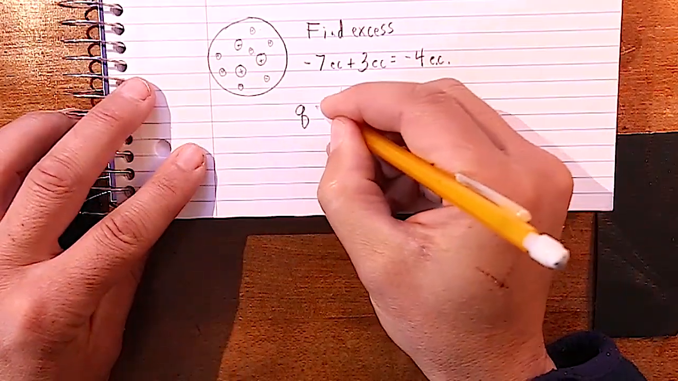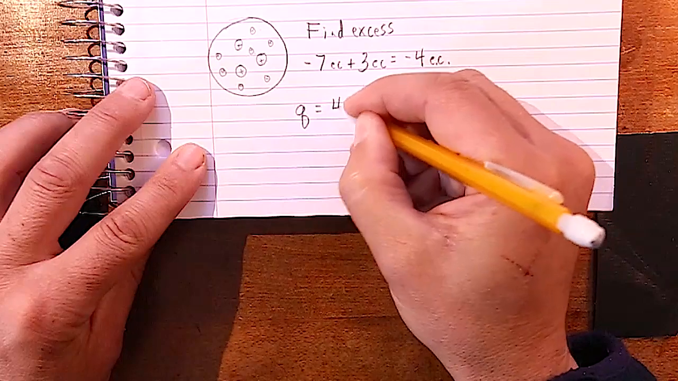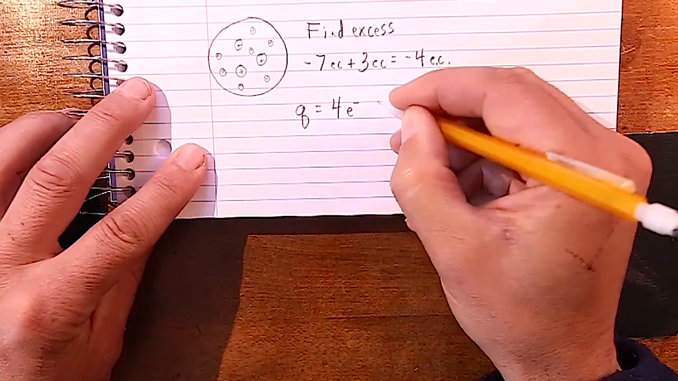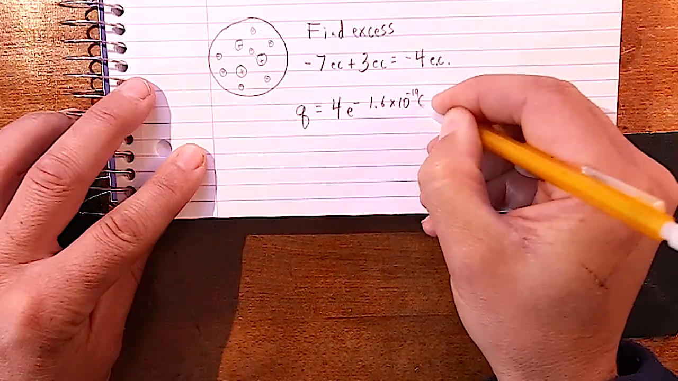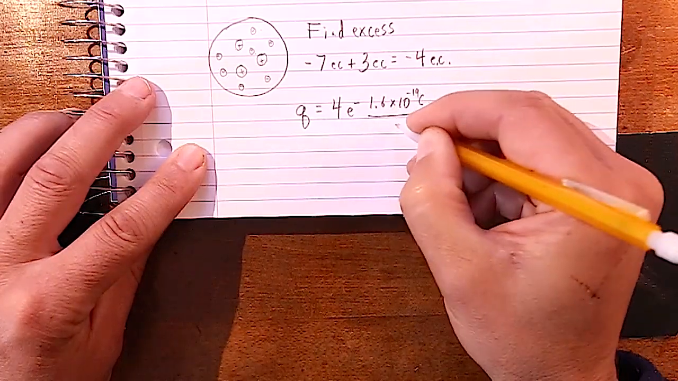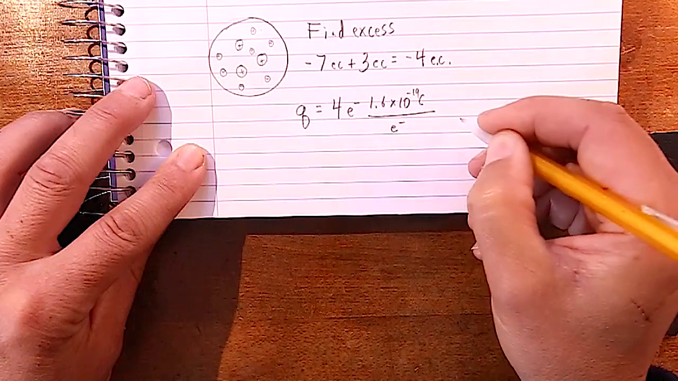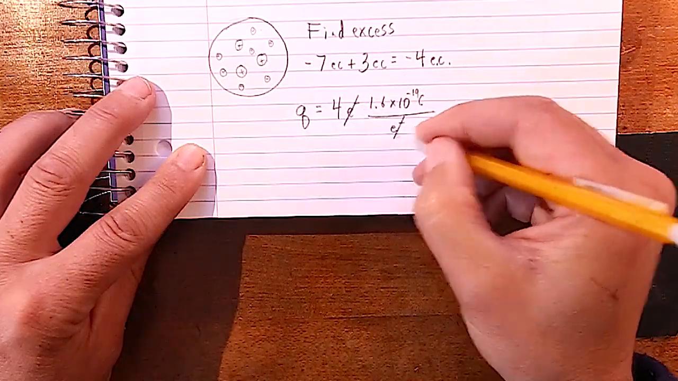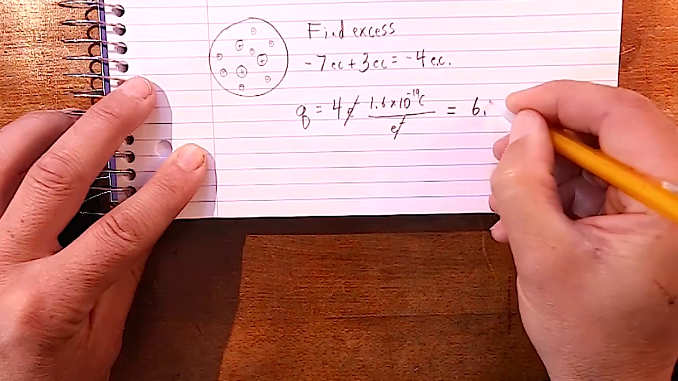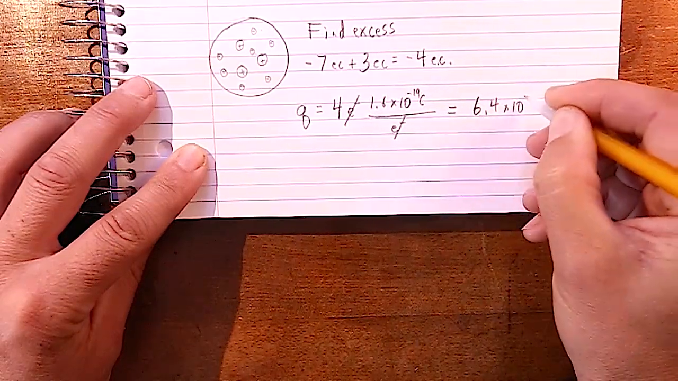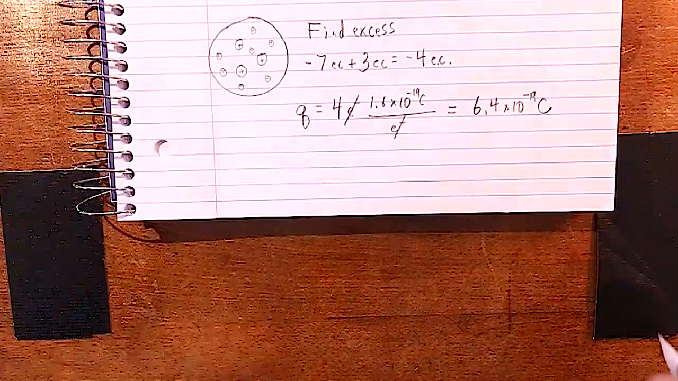That's our excess. So how do we do this? The same way we did this before, which is going to be 4 electrons. And we know that we have 1.6 times 10 to the minus 19th coulombs for 1 electron. So we multiply through, our electrons will cancel, we'll be left with coulombs, and that gives us 6.4 times 10 to the minus 19th coulombs.